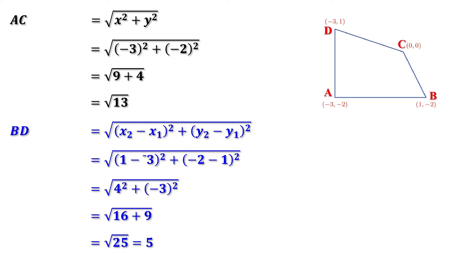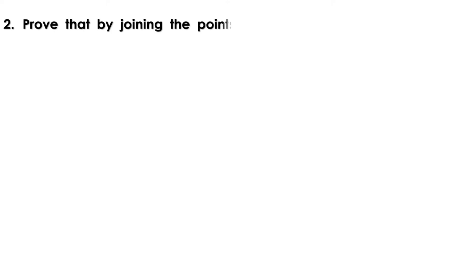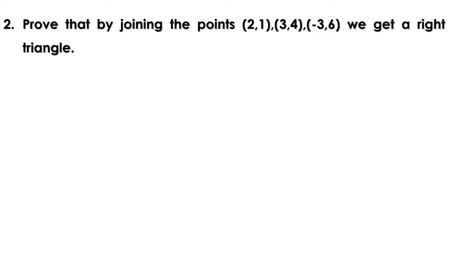Now let us do the remaining problems on page 146. Prove that by joining the points 2, 1, 3, 4, -3, 6, we get a right triangle. How can we identify a right triangle? We know if one angle of a triangle is a right angle, then it is a right triangle. But we have been given only the coordinates of the vertices. Can we find the angle using these vertices?